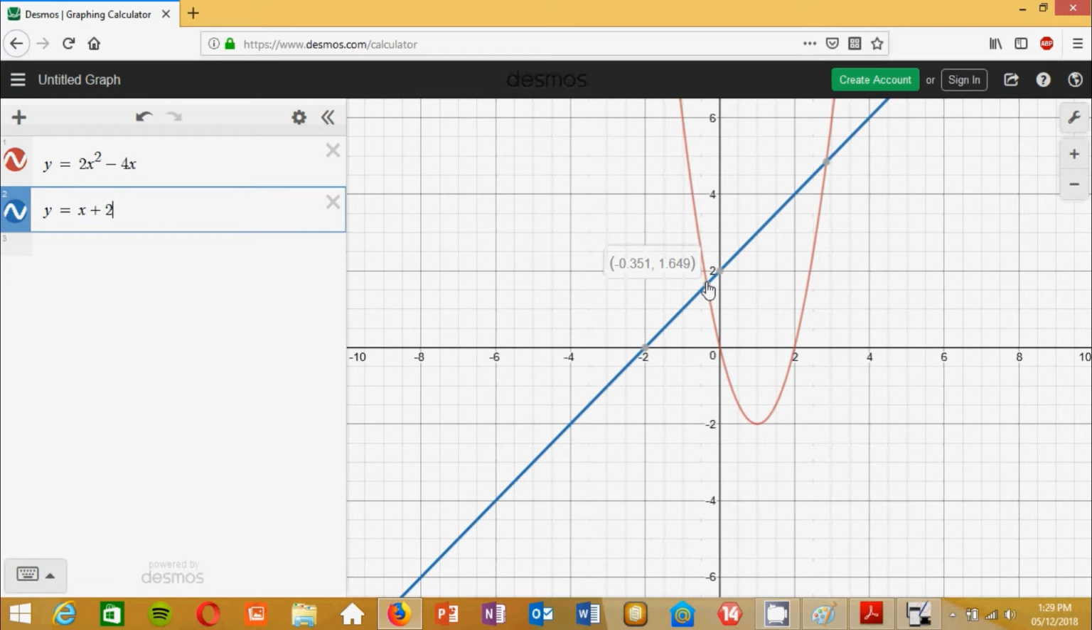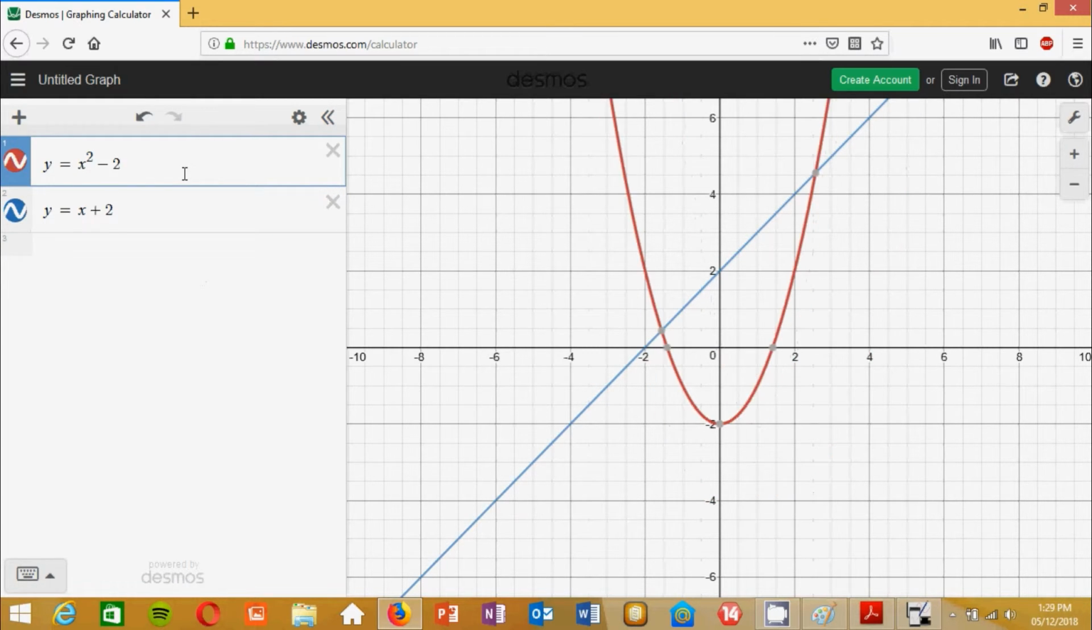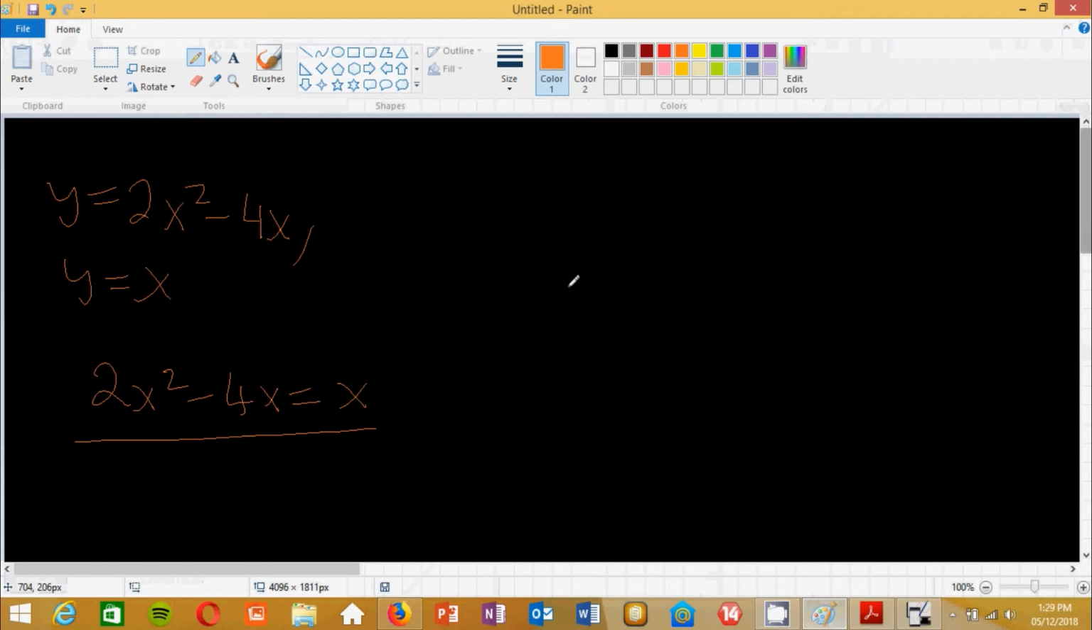Okay? Let's change the graphs. Minus 2. So now I have x squared minus 2, and now I have x plus 2. They intersected at this point here, and at this point here. Again, the y-coordinate of the blue graph here is equal to the y-coordinate of the red graph. Same applies here.